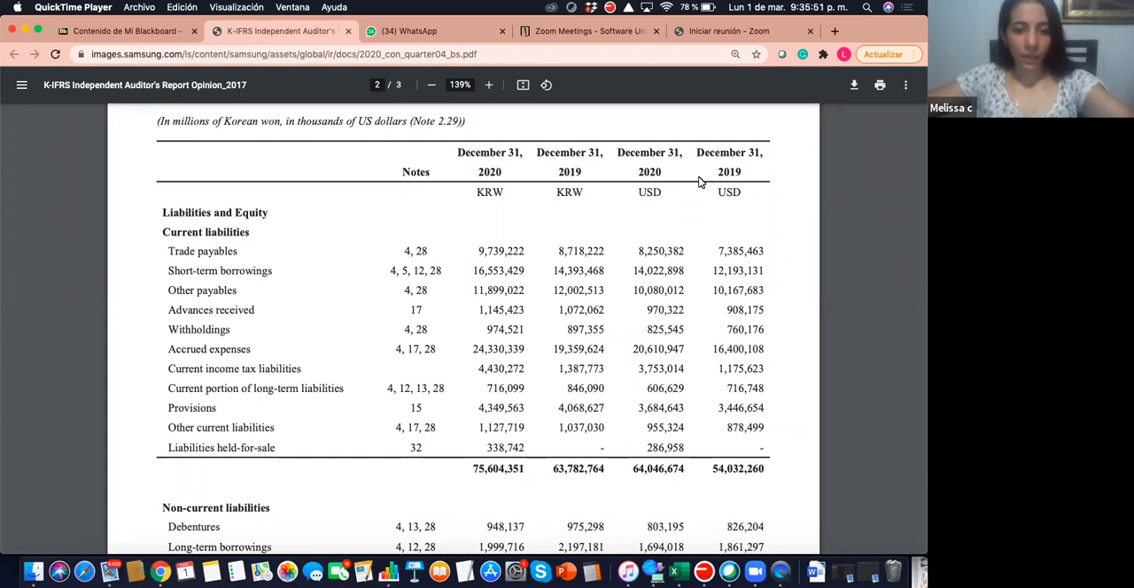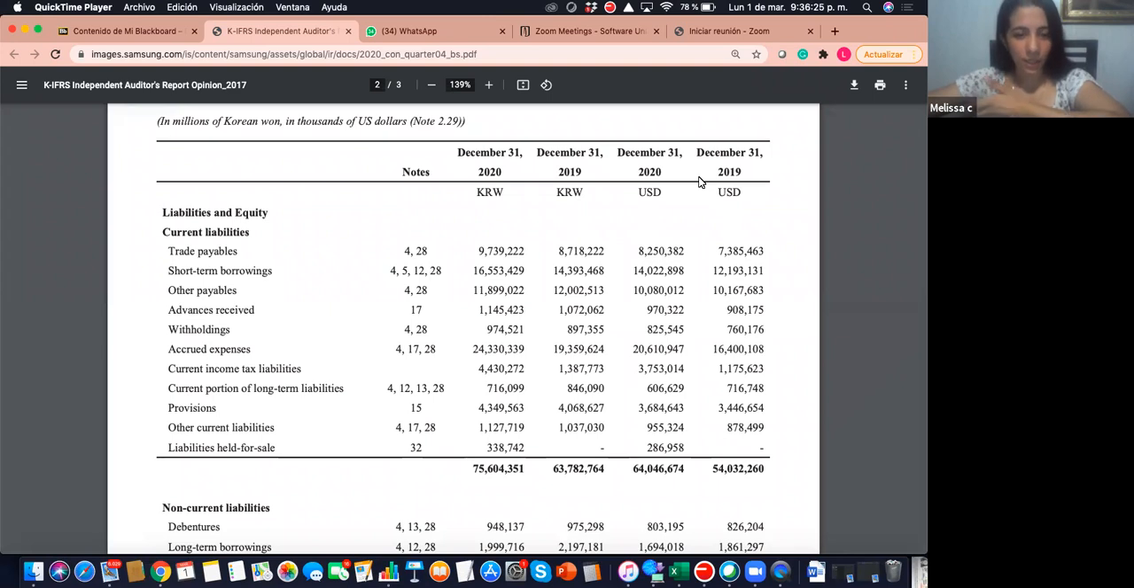So the company's current liabilities, as you can see here, increased by 15.64%. They went from 54,034,062 in 2019 to 64,046,074 in 2020, which is largely due to the increase in accumulated expenses that come from the investigation and development strategy that we have been implementing.